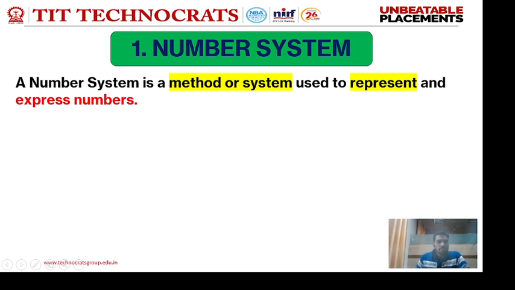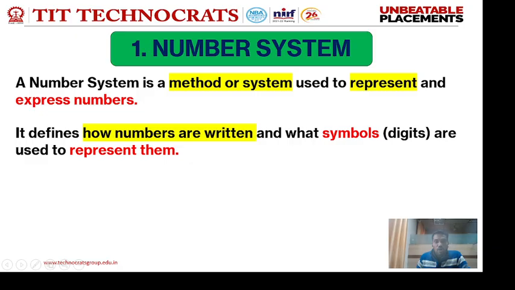A number system is a method or system used to represent or express a number: how to write it and how to represent it with symbols. It defines how numbers are written and what symbols are used to represent them. How to represent any number and how to write any number is called a number system.